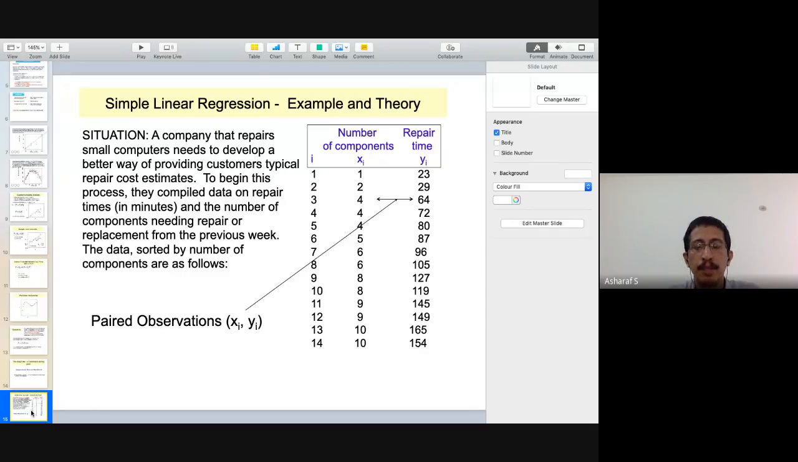So a simple regression model. Another example, we'll see more concrete examples today. A company that repairs small computers needs to develop a better way of providing customers typical repair process needs. To begin the process, they collected data on repair times and the number of components needed to repair or replace from the previous week, and the data is sorted, right? So you have all these in x, the number of components. So for these 14 examples, you have these xi's, basically the components needed, and based on that, they wanted to give an estimate of how much time they would typically require.